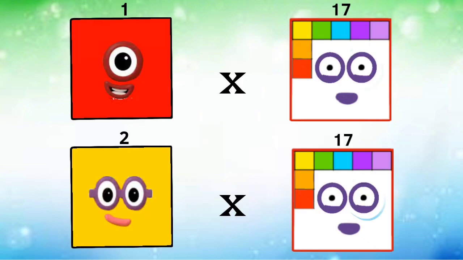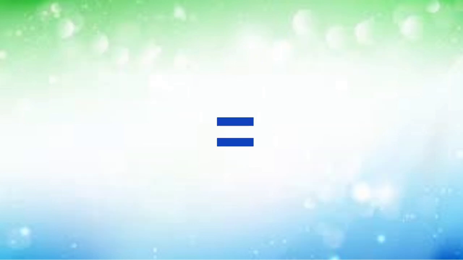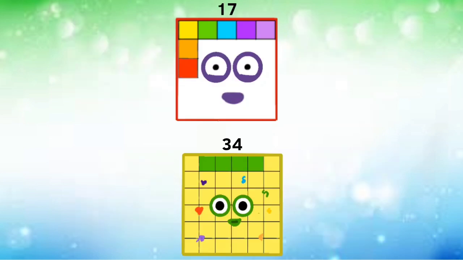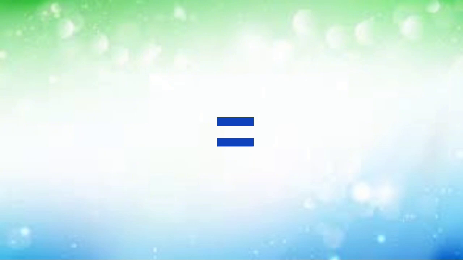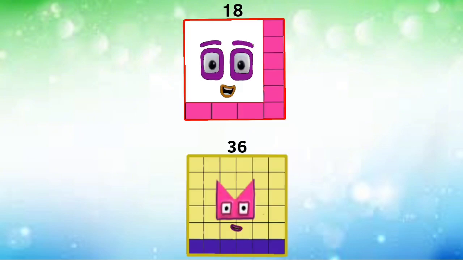Number blocks 1 and 2 times 17 equal 17 and 34. Number blocks 1 and 2 times 18 equal 18 and 36.